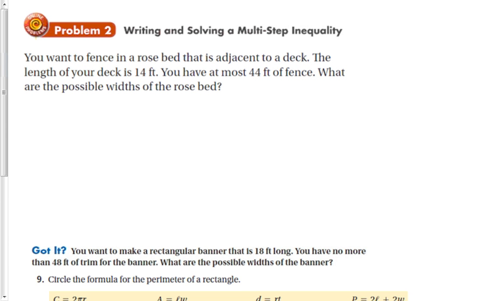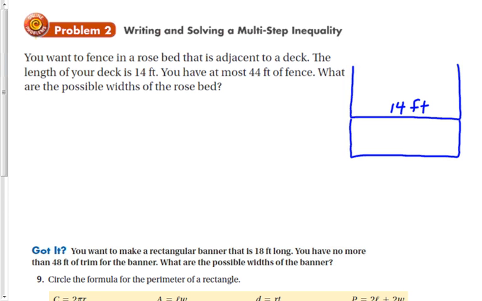All right, we're going to write and solve a multi-step inequality to represent this problem. So we have a rose bed that's next to a deck. The length of the deck is 14 feet, and you have at most 44 feet of fence. What are the possible widths of your rose bed? So let's say this is your deck right here, and it says your deck is 14 feet long. And then you have some roses in here. This is your deck. This is your roses.